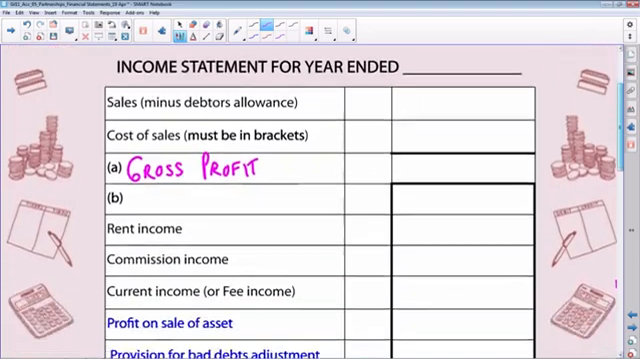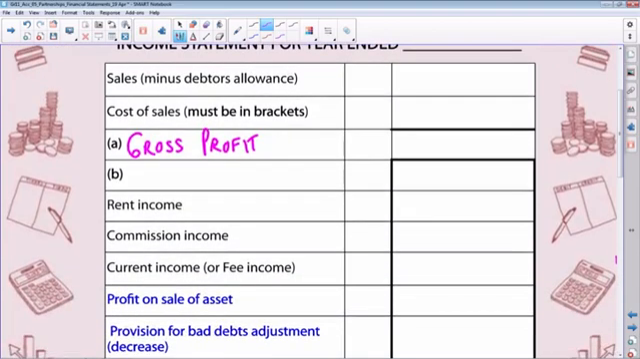Right, next part of the income statement. After calculating gross profit, we then look at our other income. So for example, in this case, rent income, commission income, current income, sometimes they call current income fee income. This year you came across two new incomes, profit on sale of assets and provision for bad debts adjustment. So remember guys, this income is often put into a block. So the correct answer for B, after adding your other income, will be other operating income. I hope you got this right.